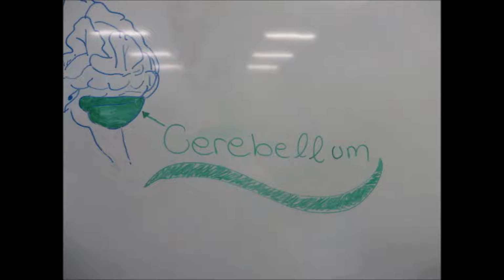The cerebellum can learn motor movements with practice, allowing us to do stuff like riding a bike or typing without even thinking about it. Hey, I didn't think about typing this one.